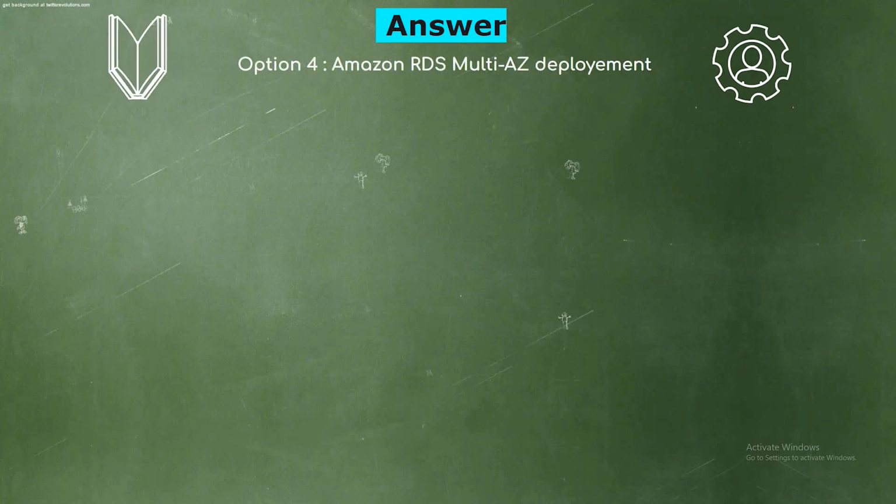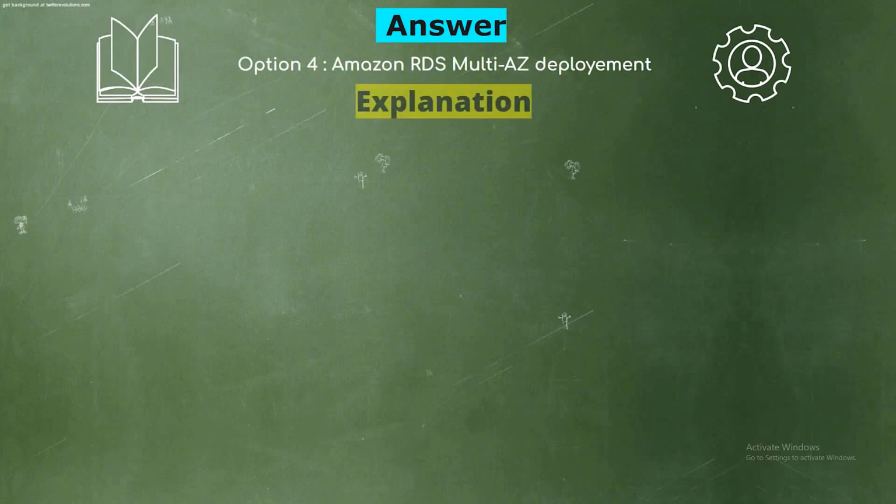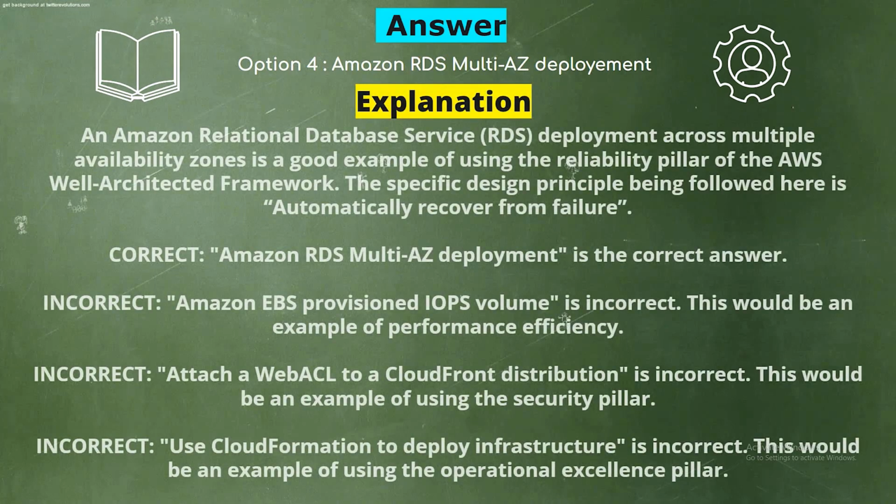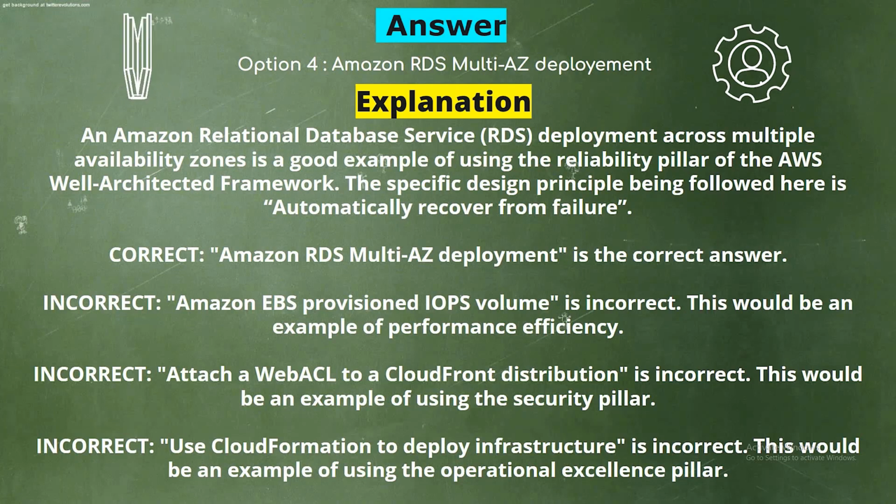Amazon RDS multi-AZ deployment. Explanation. An Amazon Relational Database Service, RDS, deployment across multiple availability zones is a good example of using the reliability pillar of the AWS well-architected framework. The specific design principle being followed here is automatically recover from failure. Correct. Amazon RDS multi-AZ deployment is the correct answer.